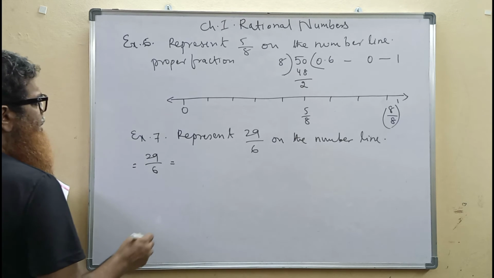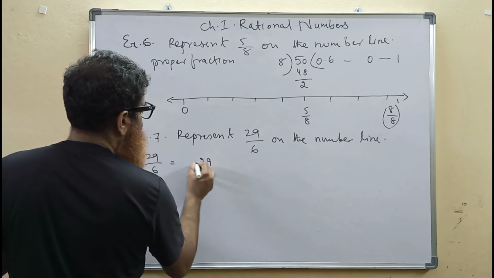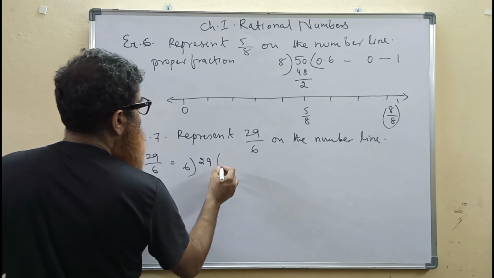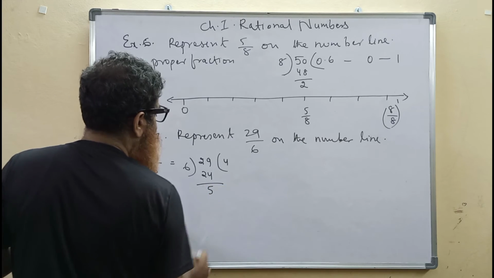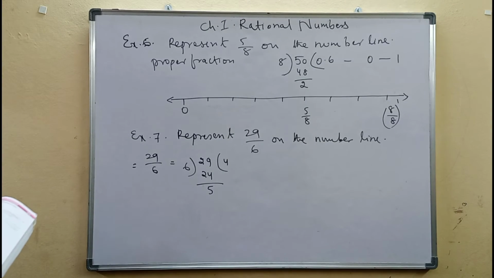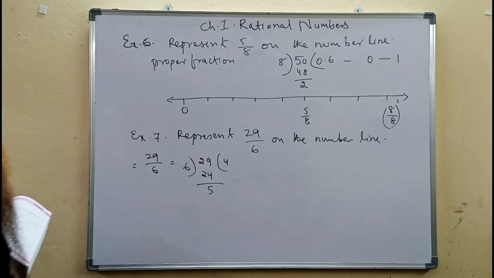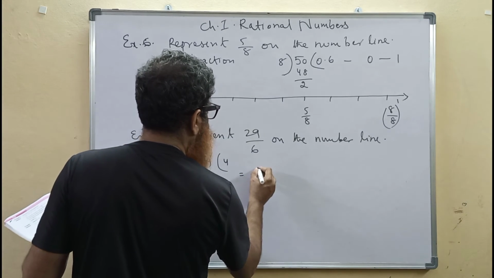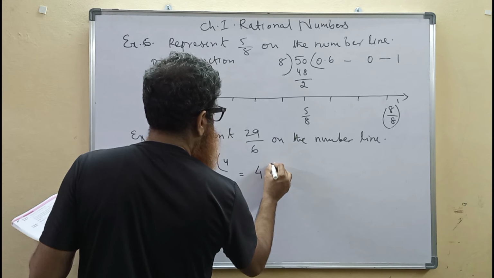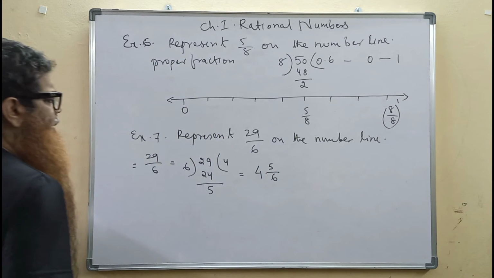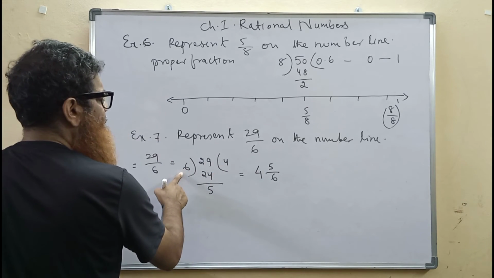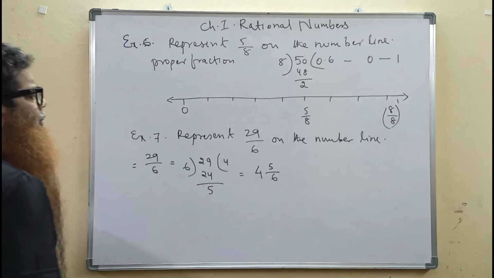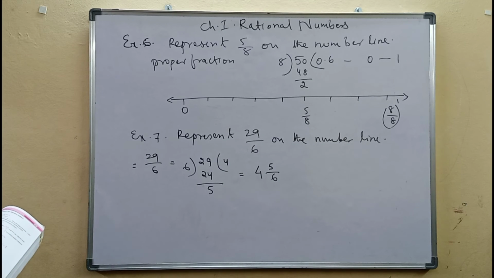When we say 29 by 6, we actually mean 29 divided by 6. 6 fours are 24, and we have a remainder 5. So 6 was the denominator, so the number can be represented as a mixed fraction. It is 4 5 by 6, 4 being the quotient, 6 being the divisor, and 5 being the remainder, and 29 being the dividend. So we have 4 5 by 6.